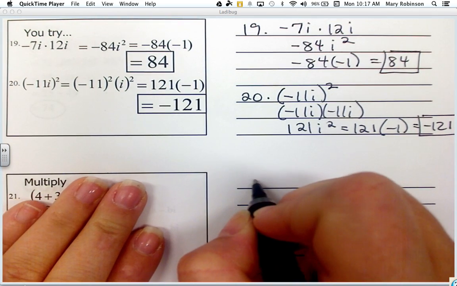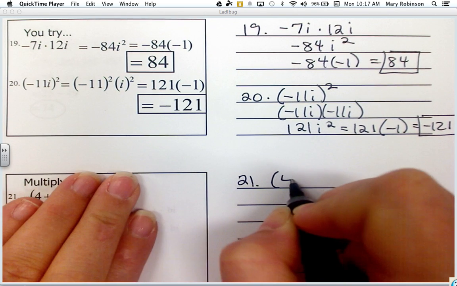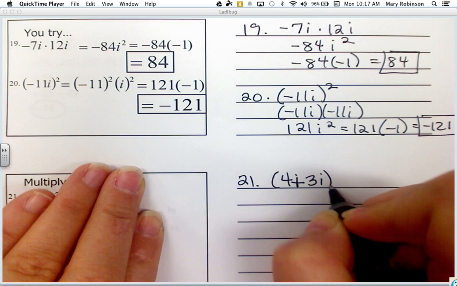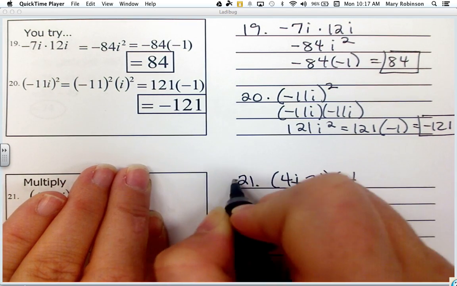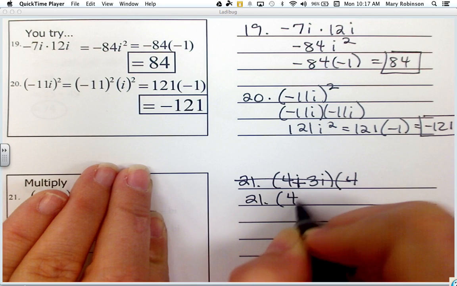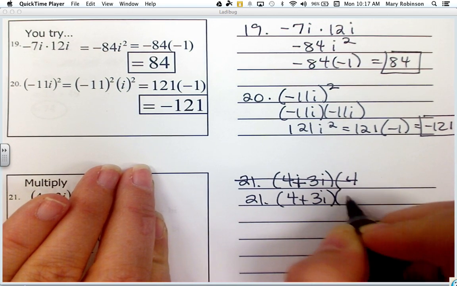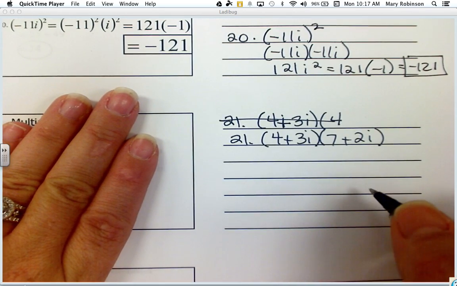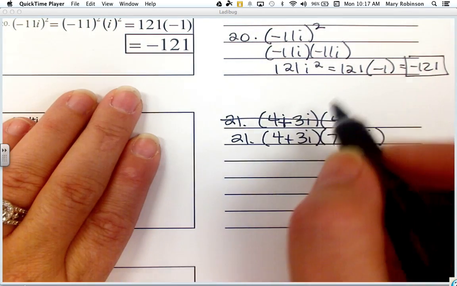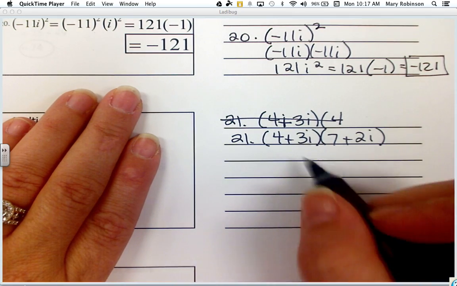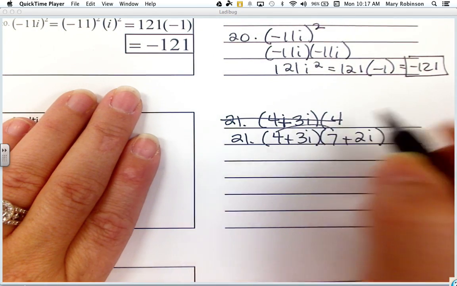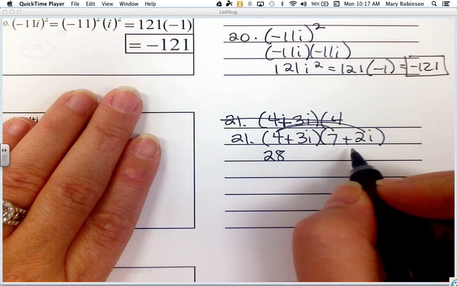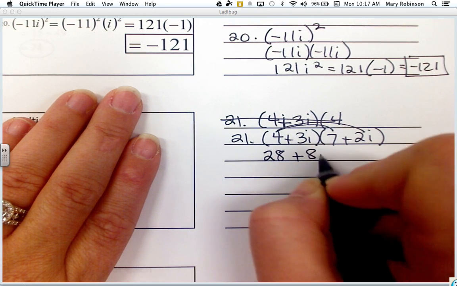Next, we're going to move on and learn how to multiply two binomials that are complex. Oops, that should be 4 plus 3i times the quantity 7 plus 2i. So we are going to apply the double distributive property. And remember, if you prefer, you can do a box. But 4 times 7 gives us 28. 4 times positive 2i gives us positive 8i.